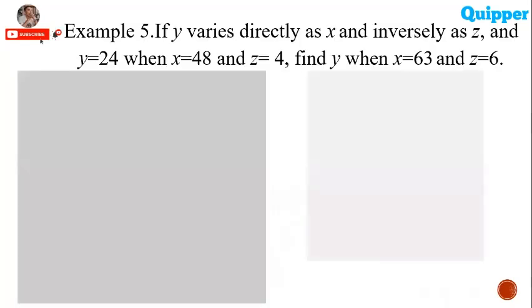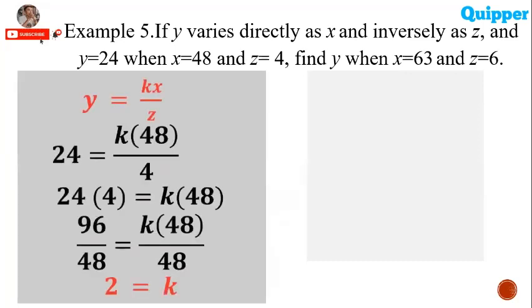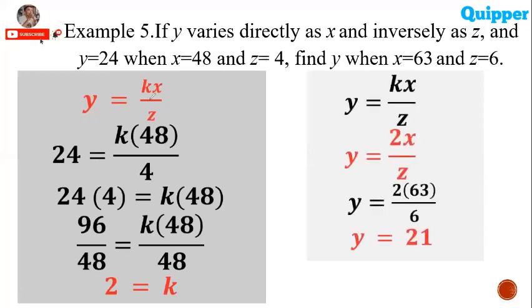Fifth example. If y varies directly as x and inversely as z, and y is equal to 24 when x is equal to 48 and z is equal to 4, find y when x is equal to 63 and z is equal to 6. This is a combination of a direct and an inverse variation. So just follow the steps presented a while ago in the previous slides. You now have y equals kx over z. Substitute the values. Then you now multiply.